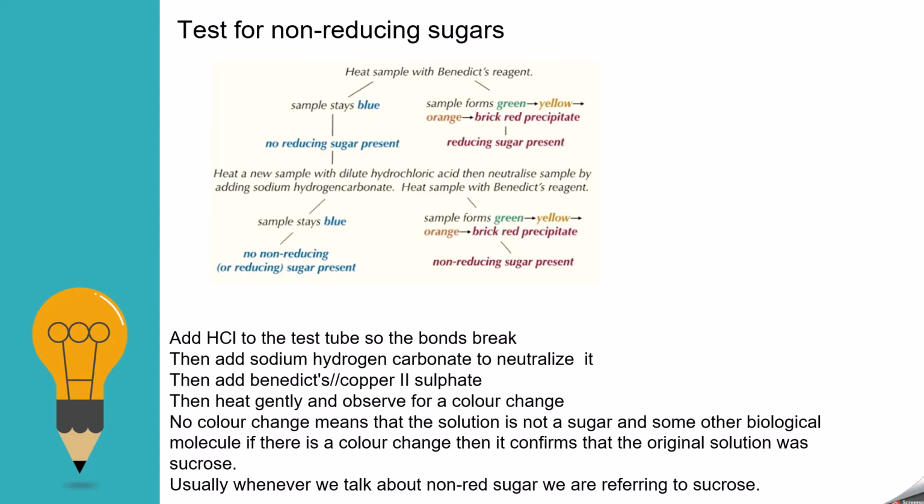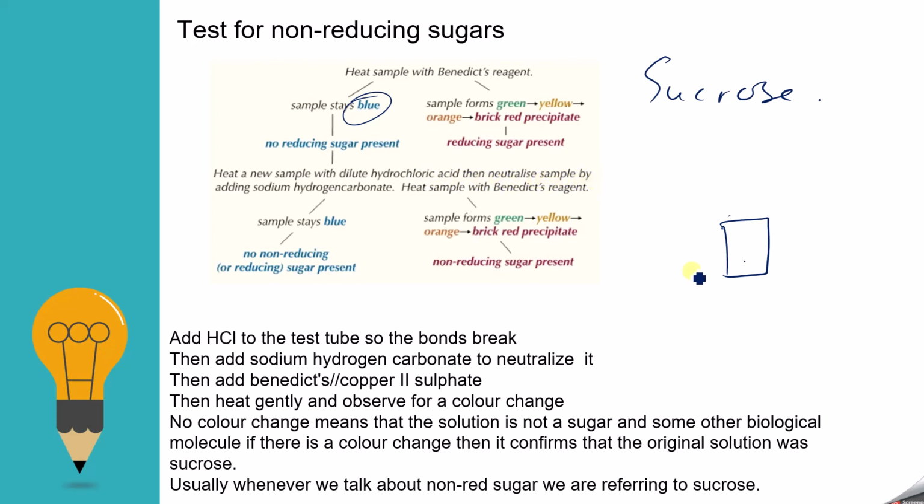Now we're going to test for non-reducing sugars, or the disaccharide sucrose. What we're going to do is add hydrochloric acid to the test tube of the solution. So let's say we've gone right from the beginning, so we've tested it and we've still remained at blue, so that suggests that there's no reducing sugar present. So then what we do is heat a new sample with hydrochloric acid.